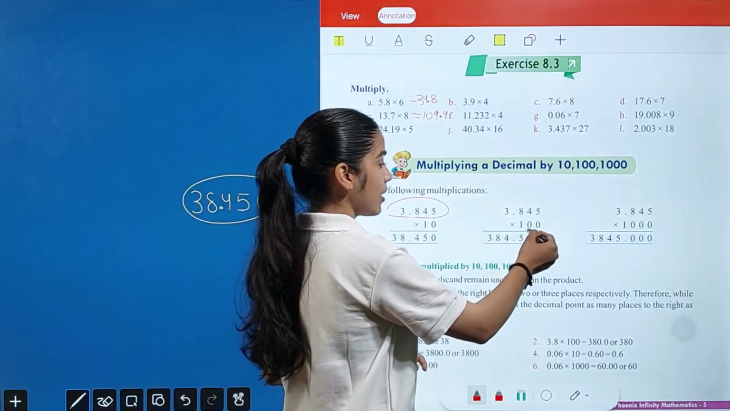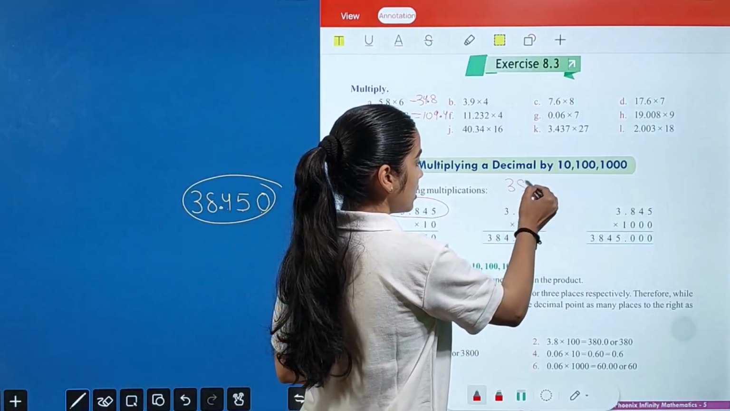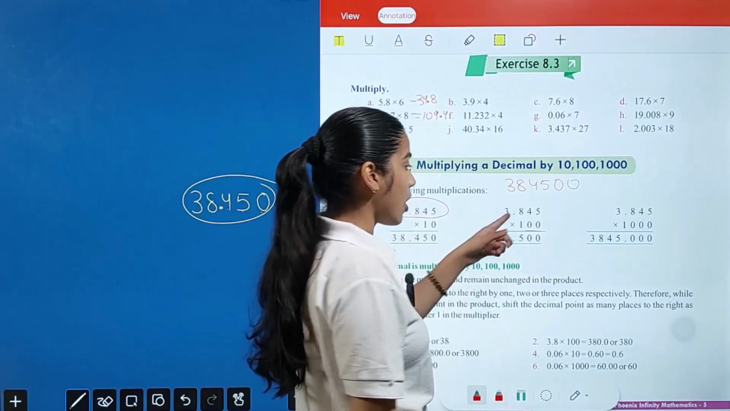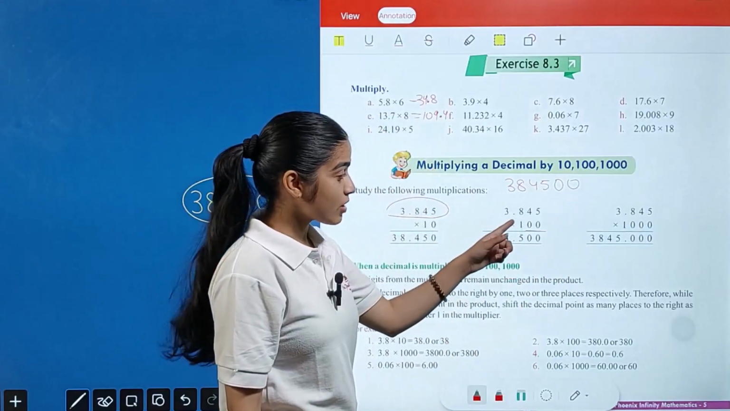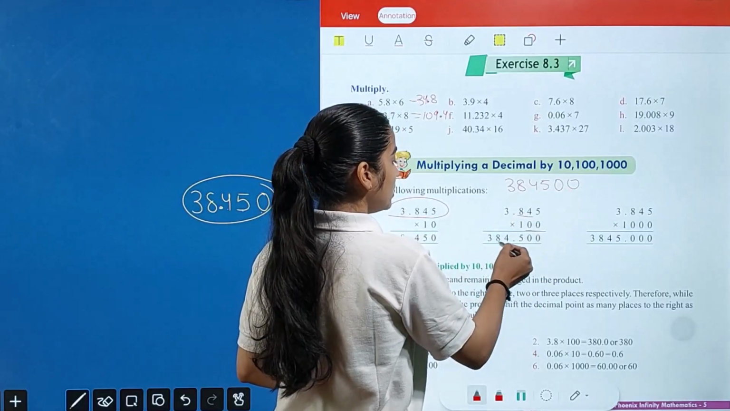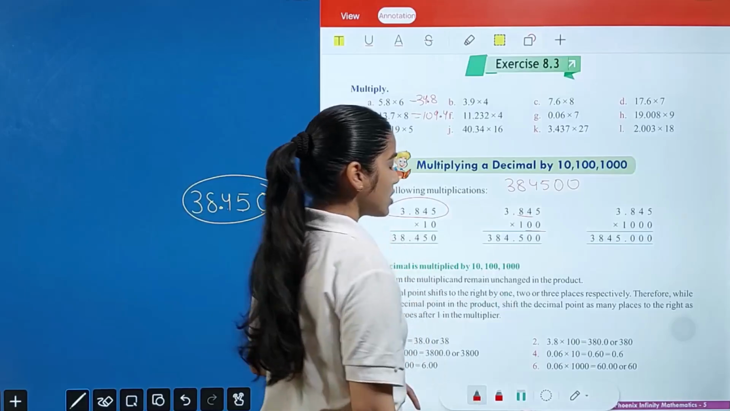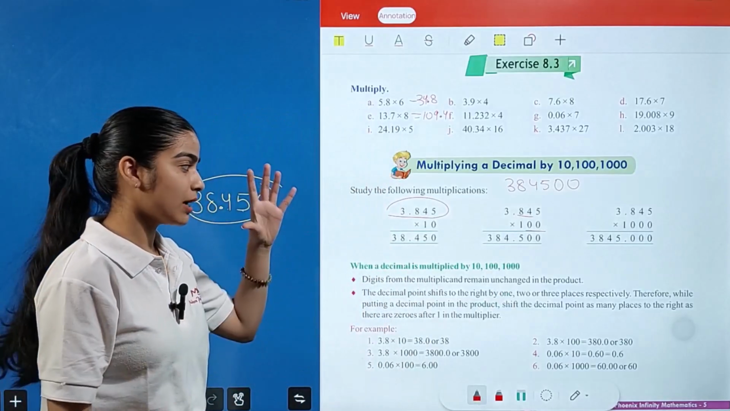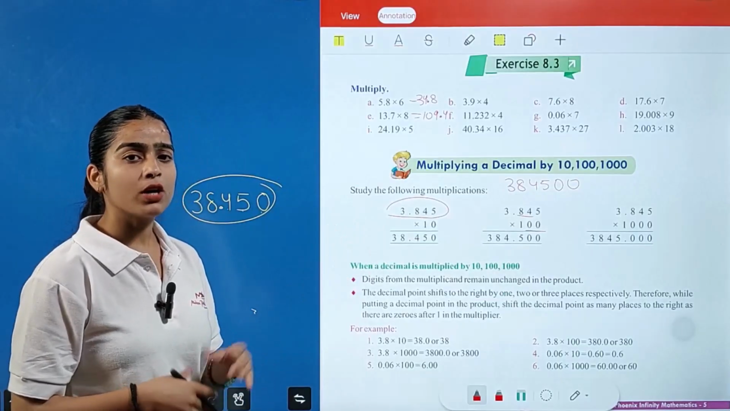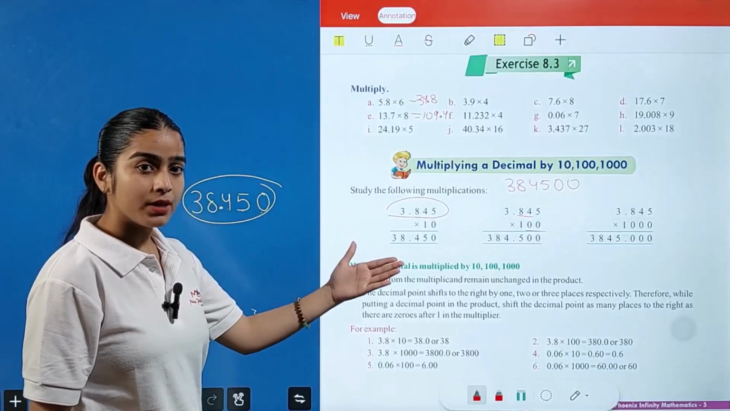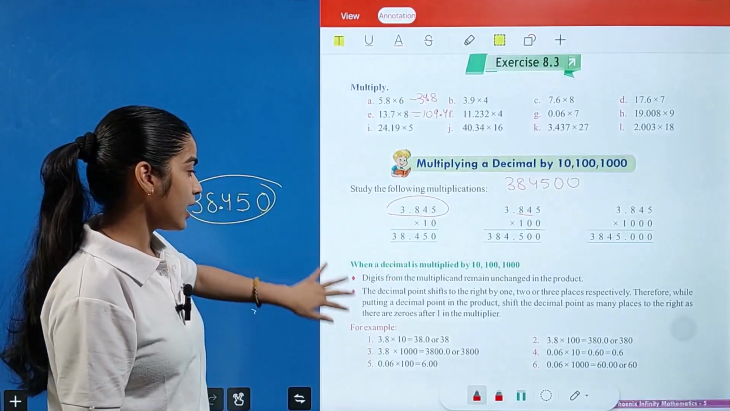In this case, you have two zeros. So 384500. And now you have to see how many digits you have after the point? 3. 1, 2, 3. So 384.5 will be your answer. How many zeros you have in your multiple of 10, you just have to add them. Then you have to count how many digits you have after your decimal point. Count them from the left hand side and put the point after that.